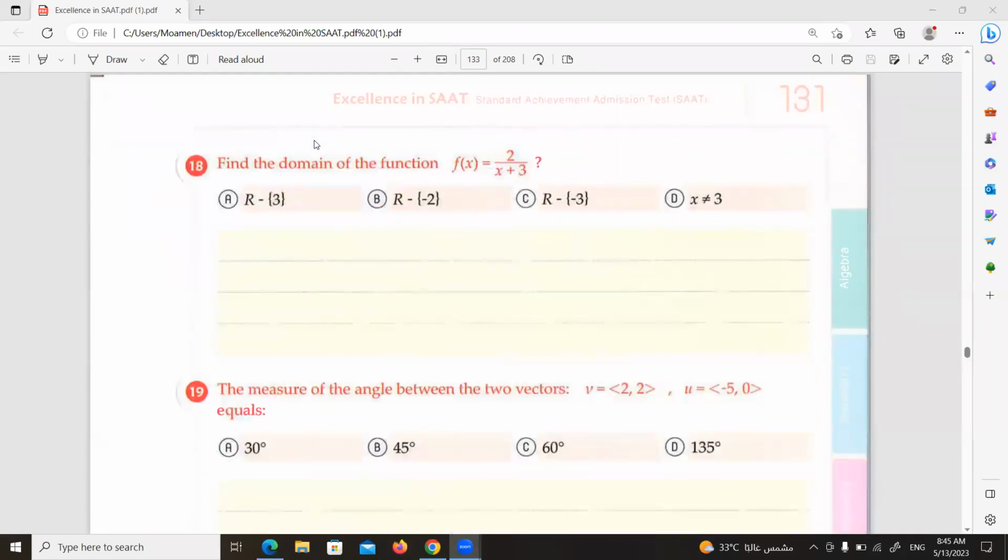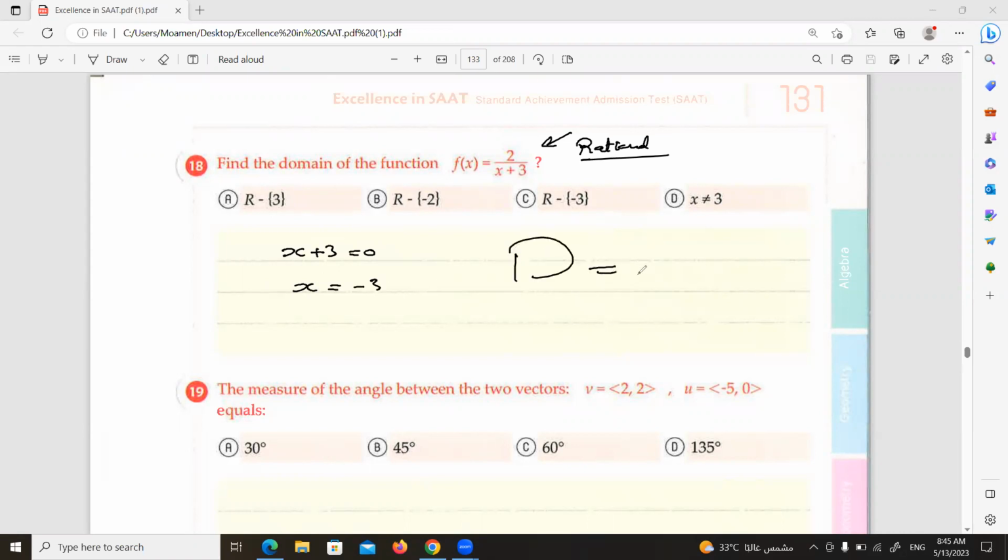We're going to number 18. He asked you about the domain. The domain, we have some cases for the domain. This is a fraction, a rational expression. If we have a fraction or rational expression, we will take the denominator. Look down, we have x plus 3. So x plus 3 equals 0. So from it, we have x equals negative 3.